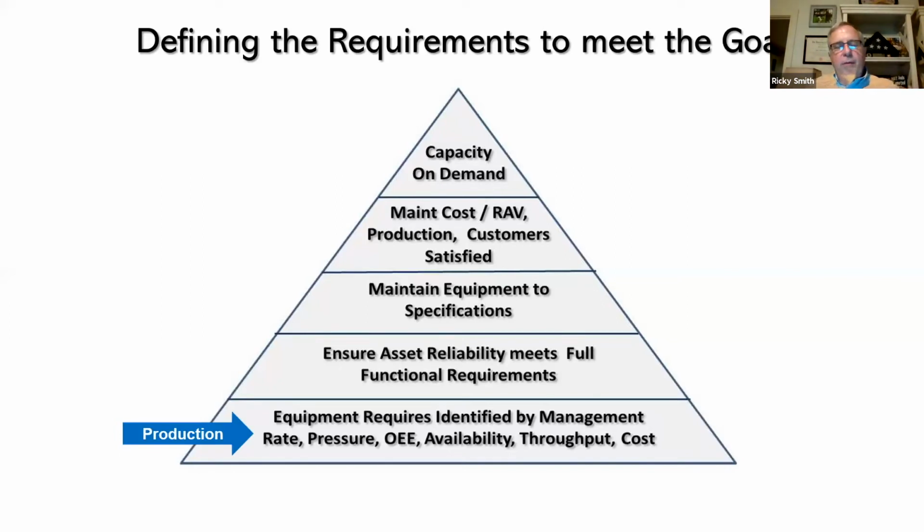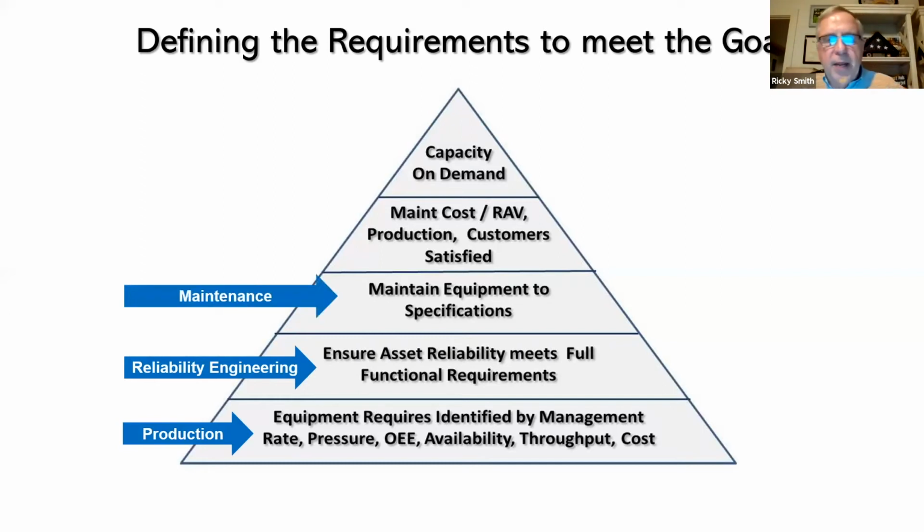We want to measure rate, pressure, OEE, availability, throughput, and cost. As we move up, the reliability engineer ensures all asset reliability meets full functional requirements. And then maintenance. We want to maintain equipment to specification with repeatable procedures. I've been teaching a class this week on maintenance technician, and one thing they said today was about the specifications. They had never really thought about repeatable procedures and how critical they are to the success of an organization. Without it, you have everybody's opinion.